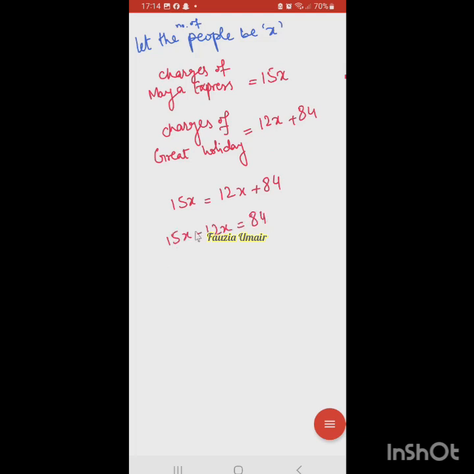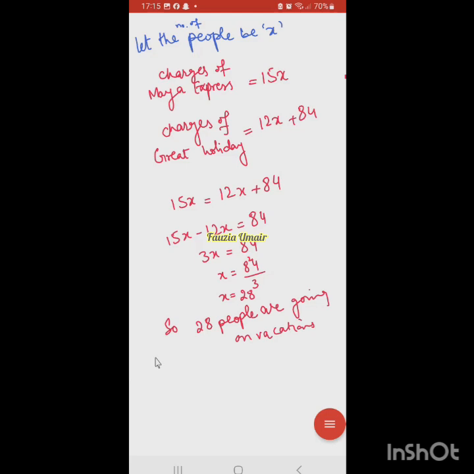What is 15 minus 12? 3. 3x is equal to 84. So x is 84 by 3. 3 twos are 6, now 24. So 28. x is 28. So what is the answer of this question? The number of people is equal to 28. That's right. So 28 people are going on the holiday. Ma'am, now verify the answer.